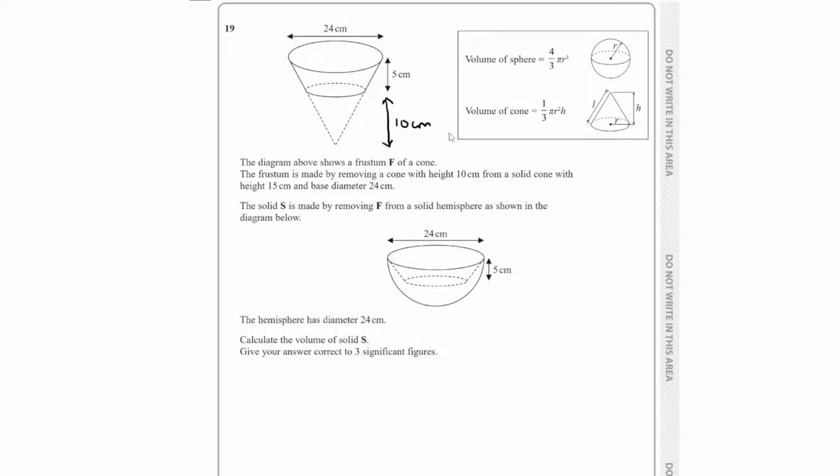They've then said the base diameter is 24, done that deliberately, so probably immediately I'd write the radius, because you know how all of these formulas are in terms of the radius. Otherwise, you might forget. So that's obviously half. Okay. The solid S is made by removing F from a solid hemisphere, as shown, and they've said that the hemisphere also has a diameter of 24, which is therefore also a radius of 12. I just like to annotate it whilst I'm going through the words. Calculate the volume of solid S.